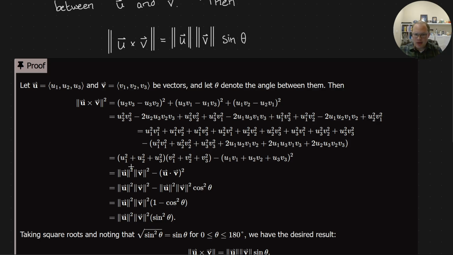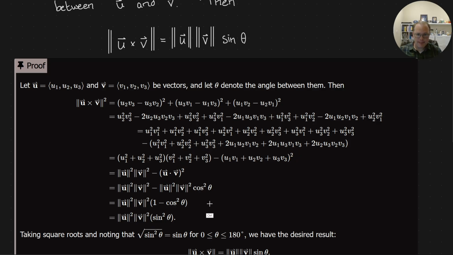Because then this is just norm of u squared. This is the sum of the components of v, each squared. So that's norm of v squared. And then this, well, this looks familiar. We have u1 v1 plus u2 v2 plus u3 v3. That's u dot v. And then we just square it.